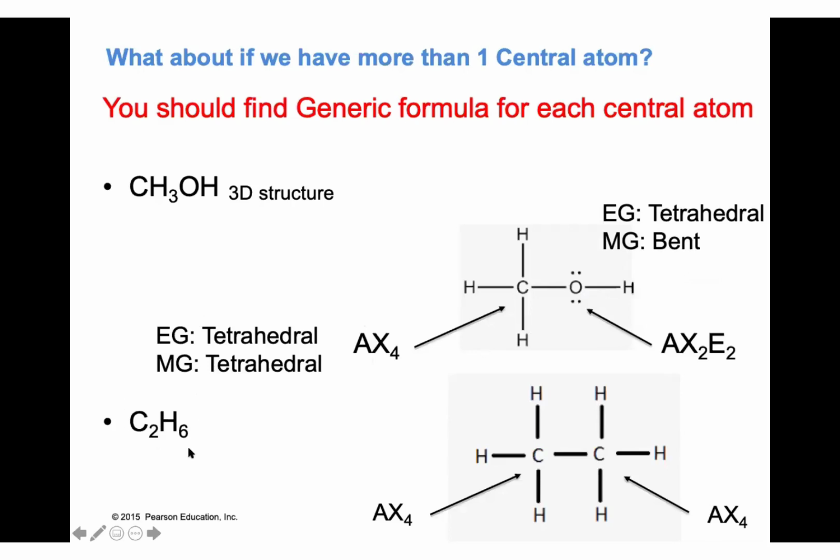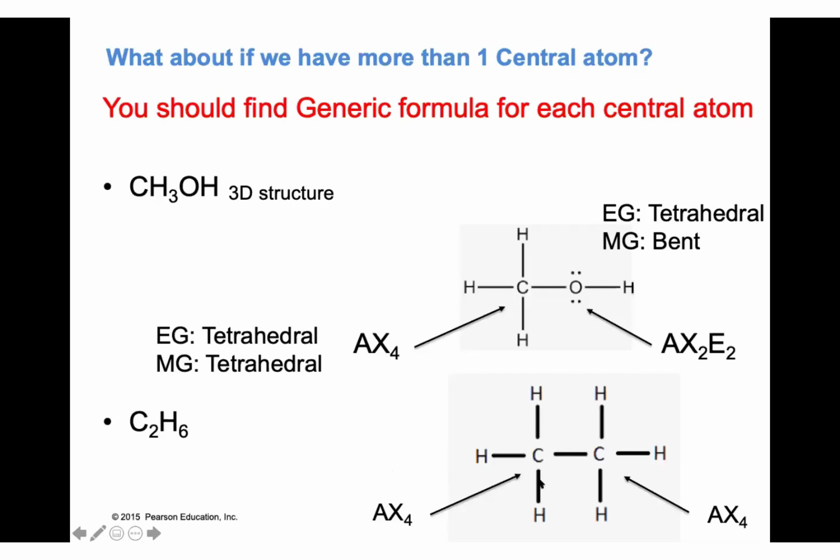The same goes for C2H6. Whenever you have an organic compound which has lots of carbon, here two carbons, you very quickly put the two carbons back to back. Okay, then you attach the hydrogens to each carbon, to find four bonds or 8 electrons around each carbon. Then we find the generic formula for each central atom.